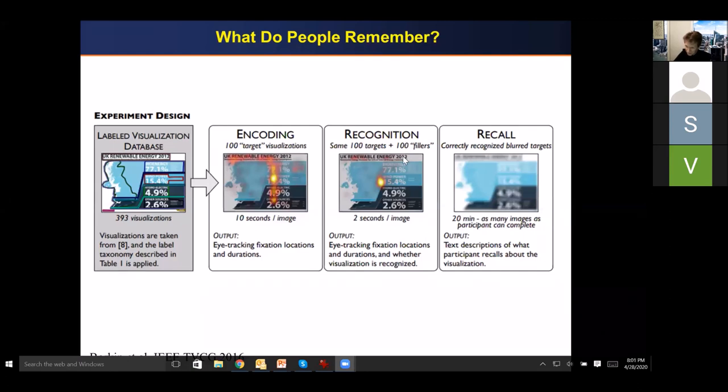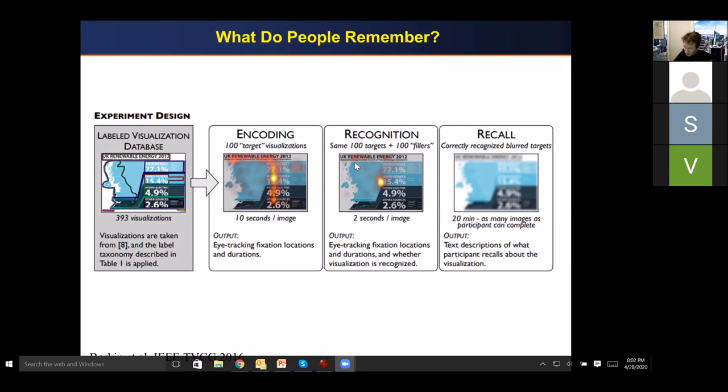Then recognition: when people recognize the picture, you then figure out what people looked at. Again, they looked in the middle, but they also looked at the title.